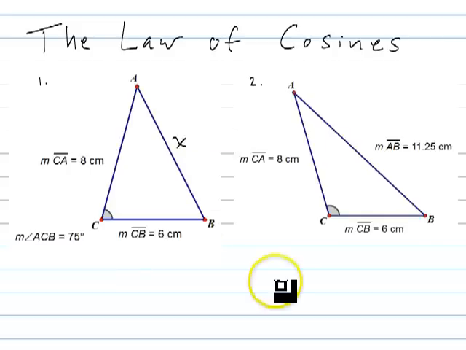Law of cosines also gets used if you have a triangle, like in number 2, where you know the three sides of the triangle. In this case, AC is 8 centimeters, BC is 6 centimeters, and that third side, AB, is 11.25 centimeters. Using those three pieces of information, can you figure out the number of degrees of this angle, or any of the angles, but for this question, of that angle?